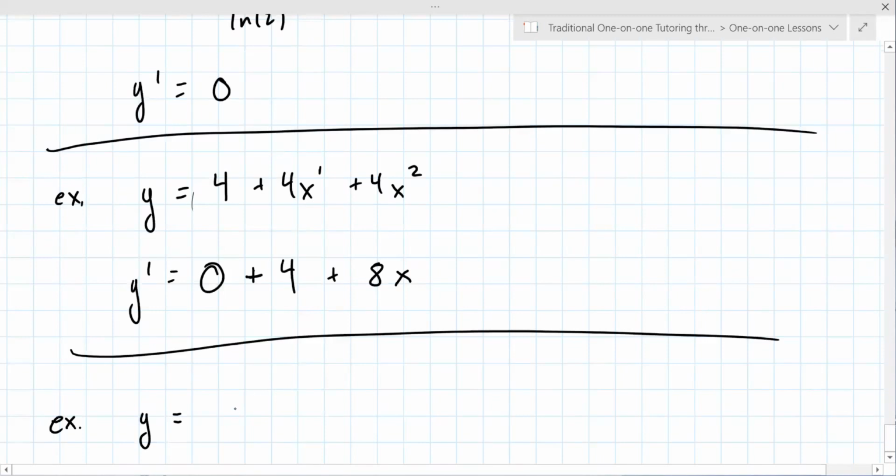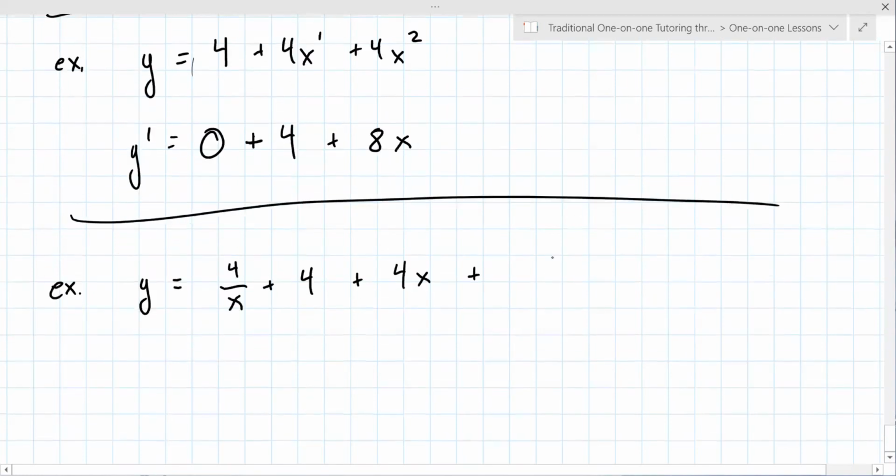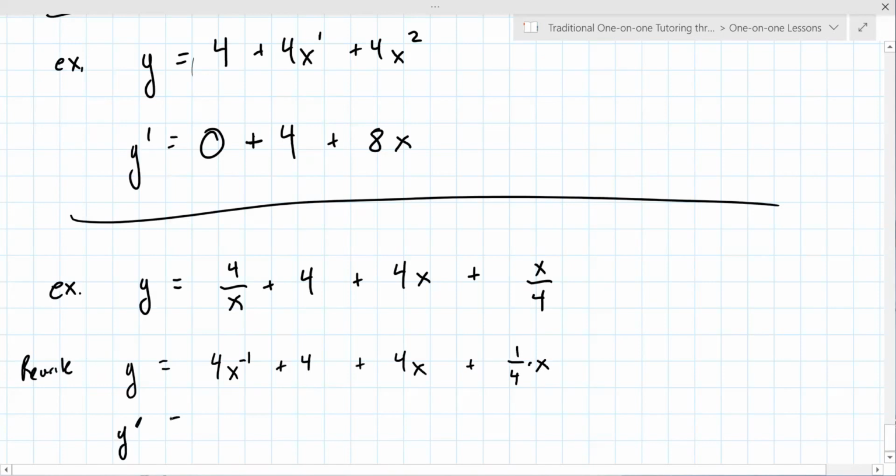y equals 4 over x plus 4 plus 4x plus x over 4. These are, I guess, the 4 ones that are weird. So let's maybe rewrite this. So this is 4x to the minus 1 plus 4 plus 4x plus, now this is just 1/4 times x. Isn't the 4 0? No, we haven't taken a derivative yet. This is just a rewrite. And then now you can take the derivative.